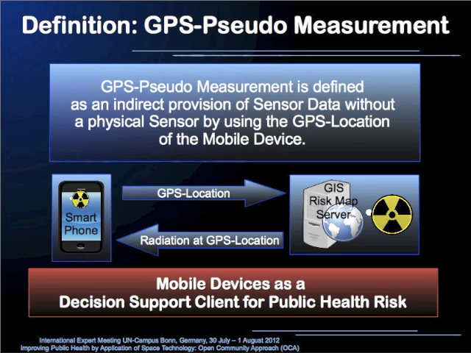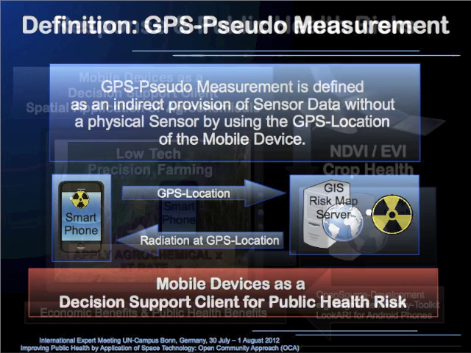GPS pseudo-measurement is defined as an indirect provision of sensor data without a physical sensor by using the GPS location of the mobile device. The simplest example is radiation. The smartphone provides the GPS location to a GIS risk mapping server with the radiation information, and the radiation is returned to the smartphone or the user.